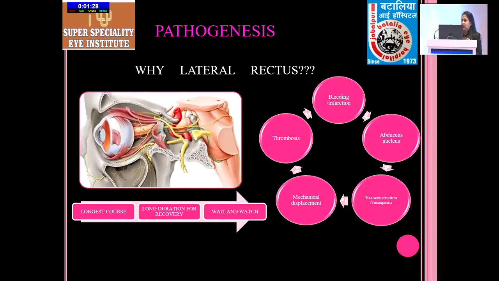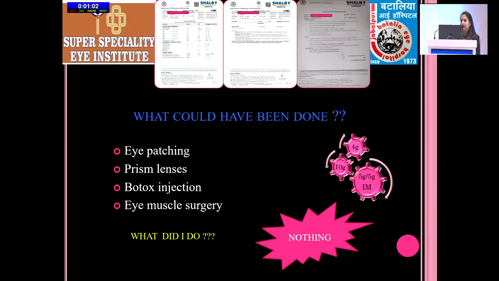Why is the lateral rectus commonly involved? Any bleeding, infarction, constriction, vasospasm or thrombosis will very easily affect the lateral rectus because it has the longest course in the orbit, and it takes a long duration for recovery. In this patient, the patient was furious, the attendants were furious, but all I had to tell them was to please wait and watch, because since all the parameters were normal, we could take a chance with medical management. All the blood investigations were within normal limits.